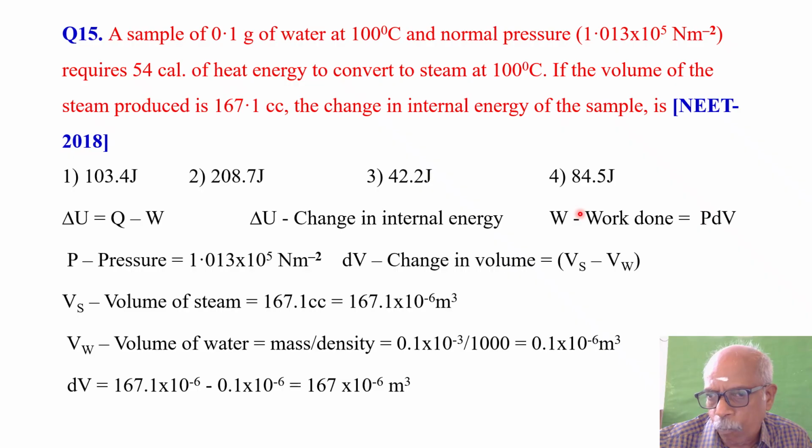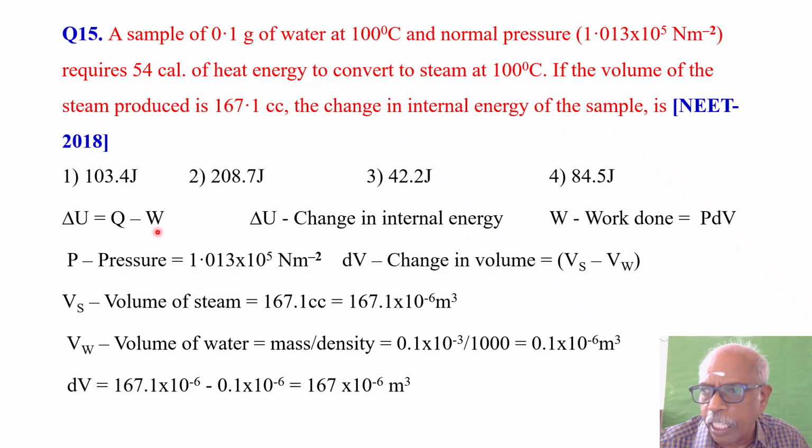How to solve this problem, sir? According to first law of thermodynamics, you know one thing: delta U is equal to Q minus W. When you are giving some energy to a sample, it is utilized in two ways. dQ is equal to delta U plus W. So delta U is equal to Q minus W. One portion is utilized in increasing the internal energy, another portion is utilized in doing some work. Q is the energy supplied, that is 54 calories. We will convert it at a later stage. So delta U is the change in internal energy, which we are going to find as the answer for this question.